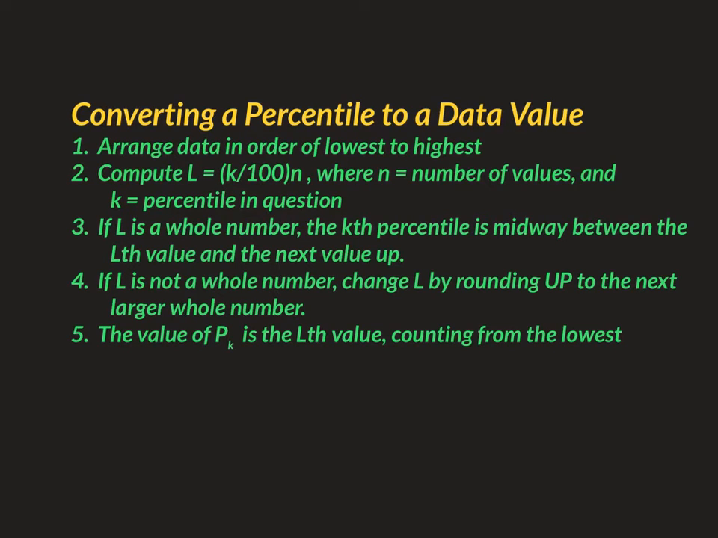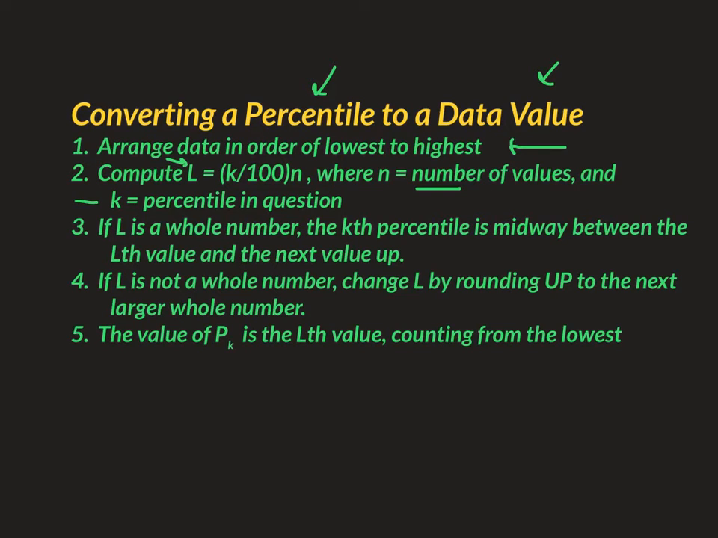We're also going to go backwards. Given a percentile, we're going to find a data value that gives us a certain percentile. So here are the steps. Step 1, arrange the data from least to highest. That's probably going to be done for you anyway. Number 2, here's how we're going to compute it. L is our percentile location. We're going to do K over 100 times N. N is how many values there are. K is the percentile in question. So if I ask you for the 25th percentile, K is 25.